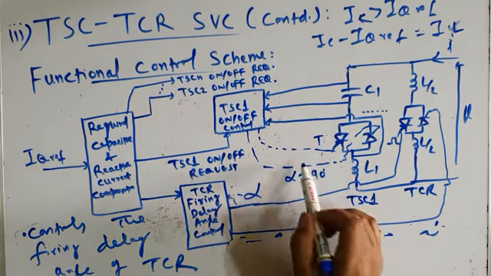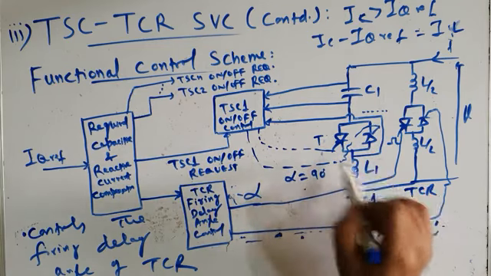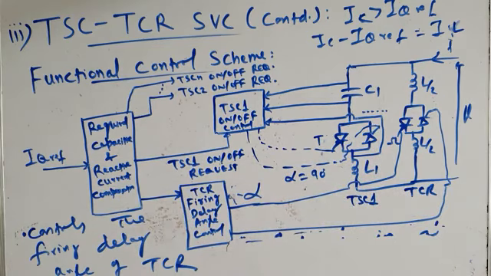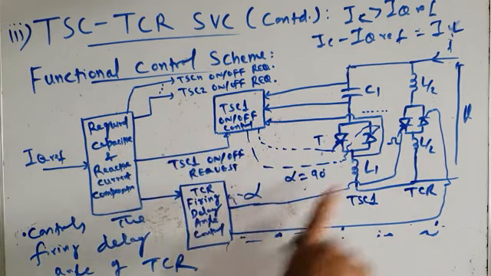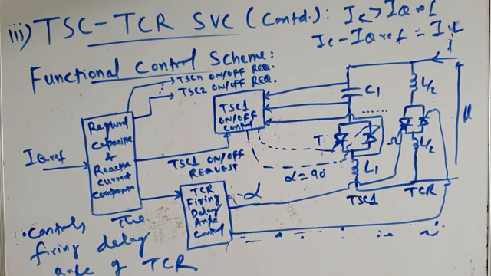Second function is that once the number of TSC branches to be switched in is finalized, firing pulses have to be issued to all those TSC branches to turn them on, but they have to be turned on in a transient free manner. So that transient free switching of all the TSCs is also performed by this control scheme.